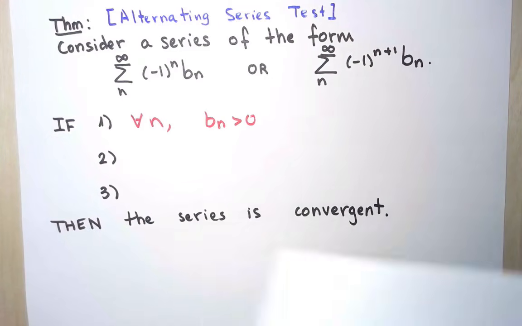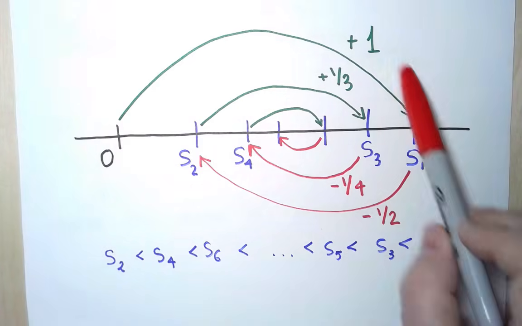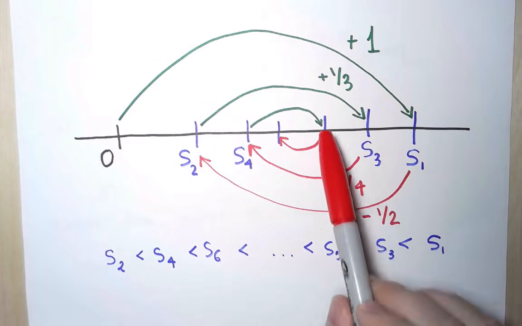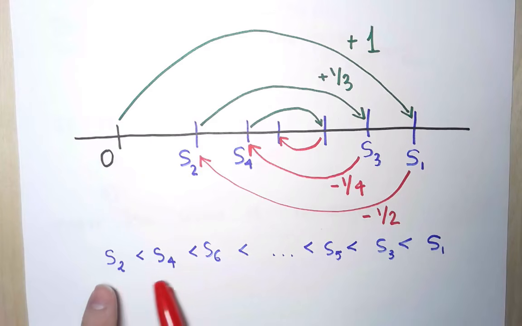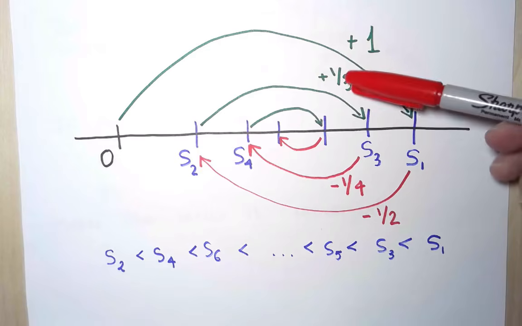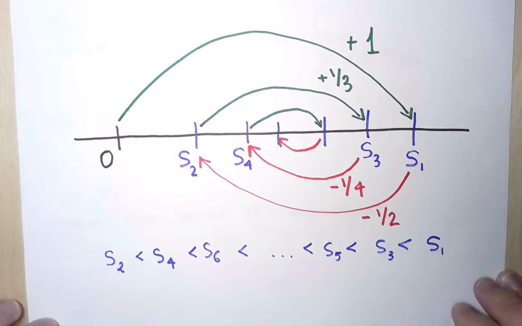Second, I needed the sequence of partial sums to look like this. I add something, I subtract something smaller, then I add something smaller, I subtract something smaller, and so on. That's what guaranteed that I had this string of inequalities. So I need the terms that I am adding and subtracting to be getting smaller. I need that sequence to be decreasing.